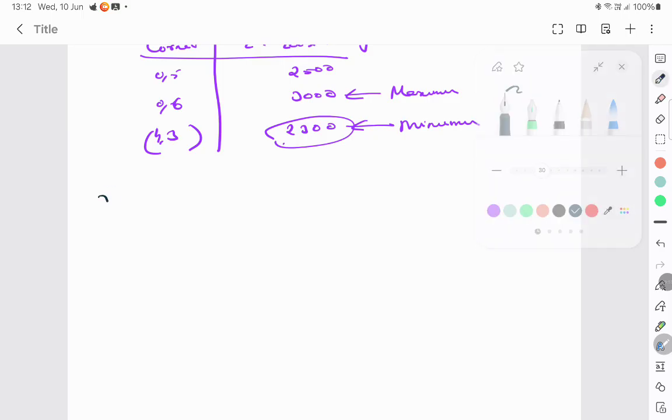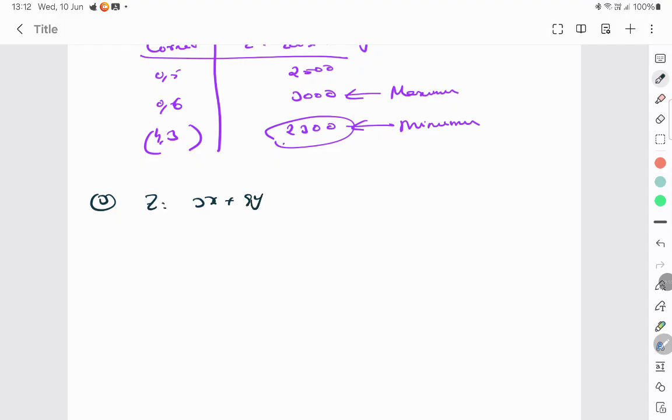Example 3: the objective function is 3x plus 9y. The constraints are x plus 3y is less than or equal to 60, x plus y is greater than or equal to 10, x is less than or equal to y, x is greater than or equal to 0, and y is greater than or equal to 0.